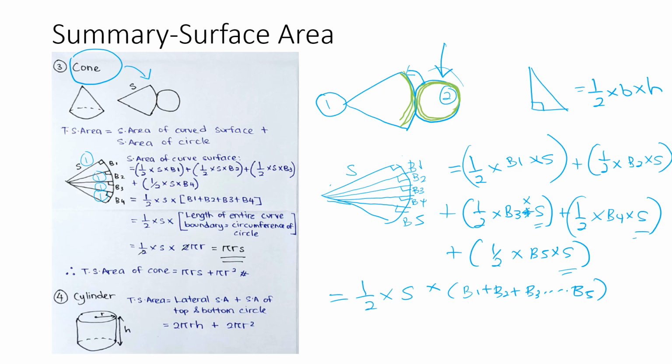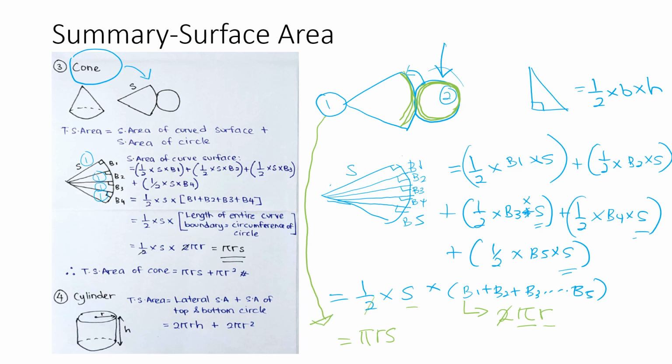So B1 plus B2 plus B3 plus B4 plus B5 can be represented as 2 pi r, since the formula for the circumference of a circle is 2 pi r. Once you replace it, you get the surface area of the curved surface of the cone as pi r s, because we can cancel out the halves. This is only the first part of the surface area.